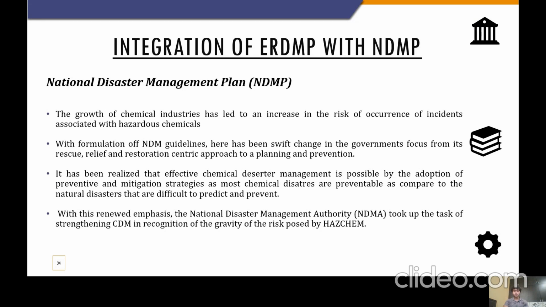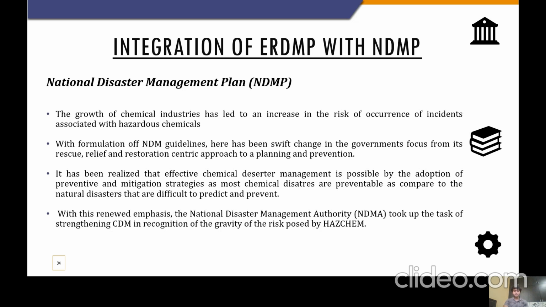As we know, the growth of the chemical industry has led to an increase in the risk of incidents associated with hazardous chemicals. Therefore, to mitigate this problem, national disaster management guidelines have been formulated. With these guidelines, there has been a swift change by the government from a rescue, relief, and restoration approach to planning and prevention. Also, compared to natural disasters, chemical disasters are easy to predict and prevent. Therefore, effective management is possible by adoption of preventive and mitigation strategies.